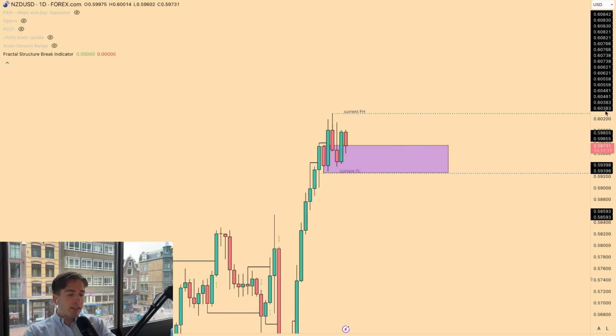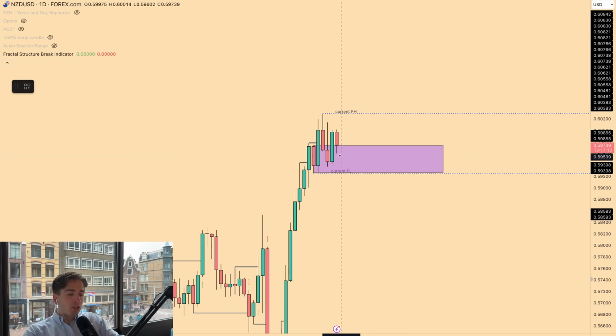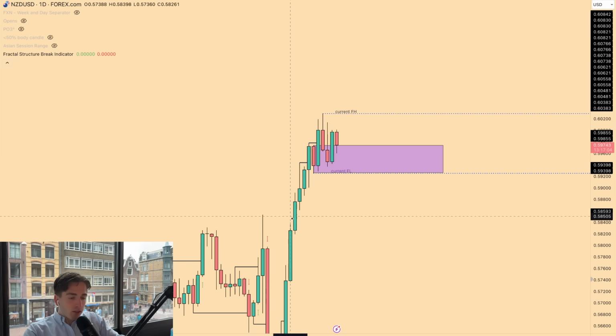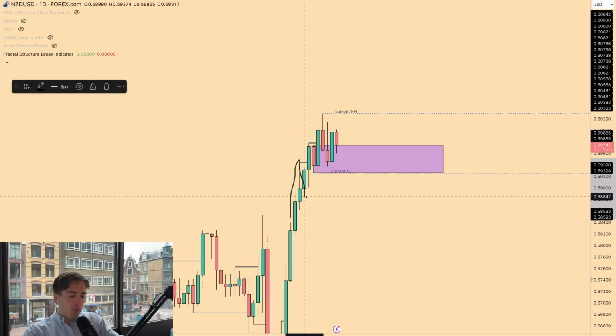NZDUSD here on the daily again, so a strong push, a rally towards the upside. Pretty much as I mentioned, not really interested in shorts. As we know, the fractal structure is still bullish. Fractal structure, again, guys, is just the structure of the individual candlesticks. So you see push up, pull back, push up, pull back, push up, pull back, push up.